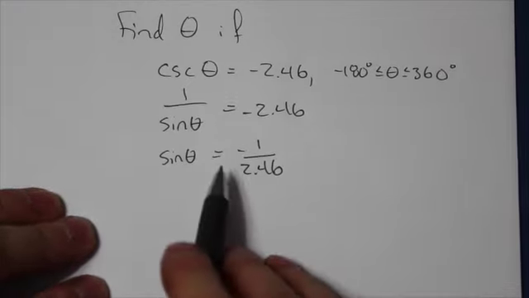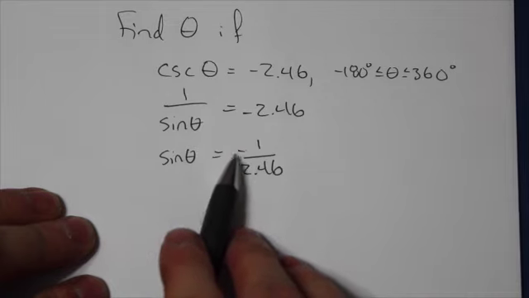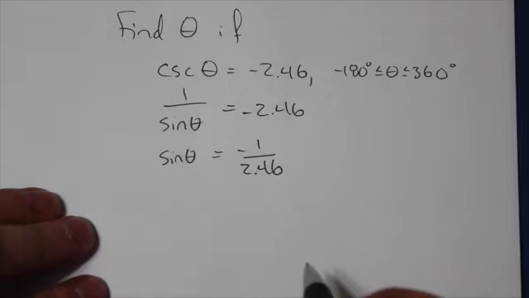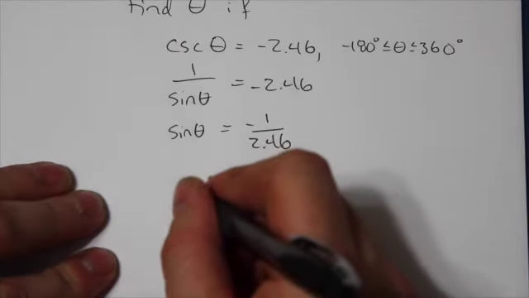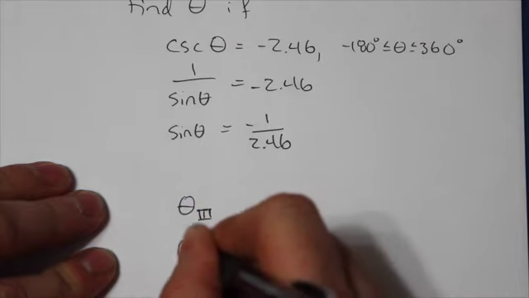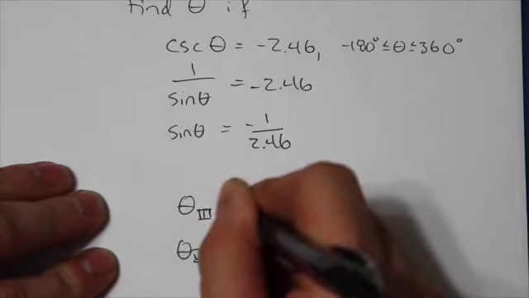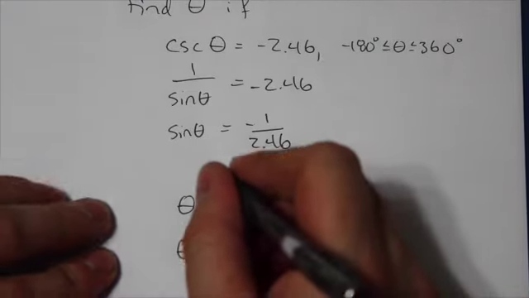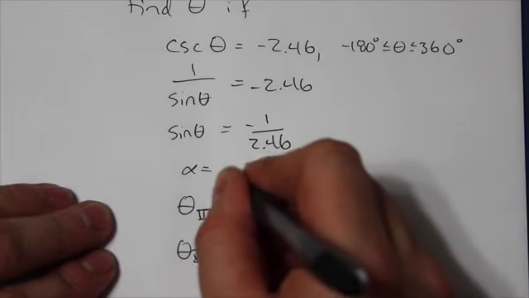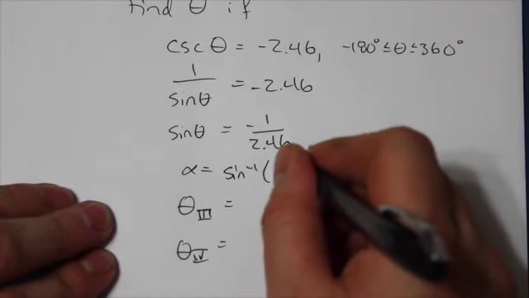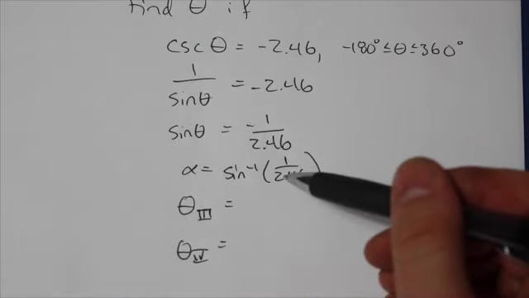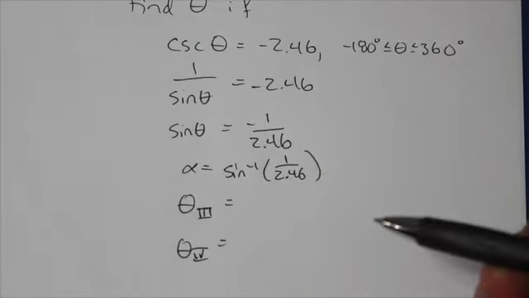Okay, so now I'm going to ask myself, by looking at this, I see that it's negative. Where does the sine ratio become negative? And I know that that is going to be in quadrants 3 and 4. Then I'm going to go to my calculator and figure out the reference angle. I'm going to do that by doing the inverse sine of 1 over 2.46. Now remember, I'm not going to include the negative there. The negative told me what quadrants it's in, that's fine.